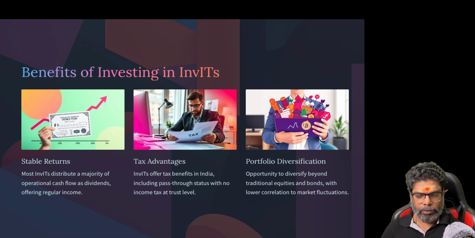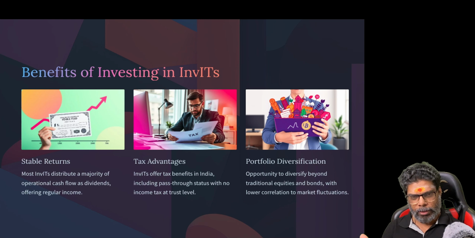What is portfolio diversification? See, when you are investing in the stocks or equities, your exposure to the risk is very high, right? So you need to find other different types of assets. There are different types of assets like bonds, FD, debt funds, all those things, right?